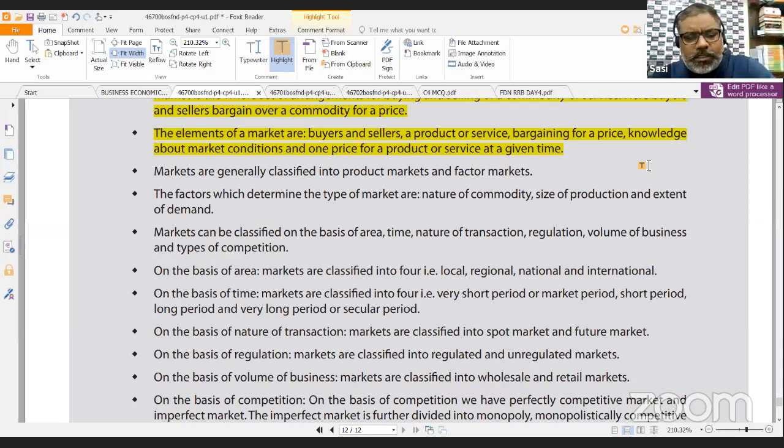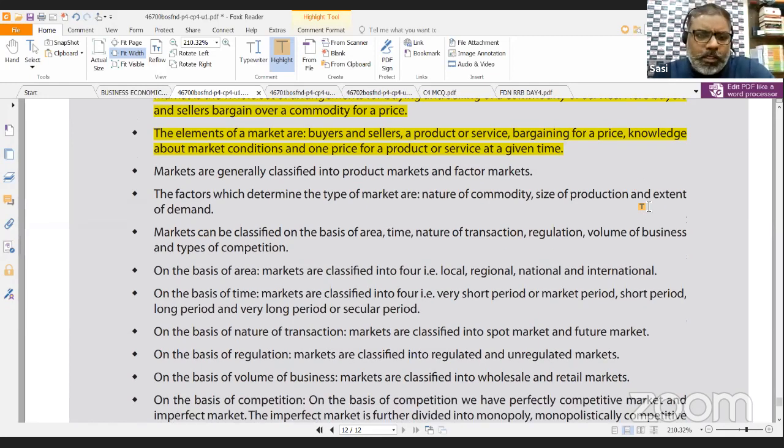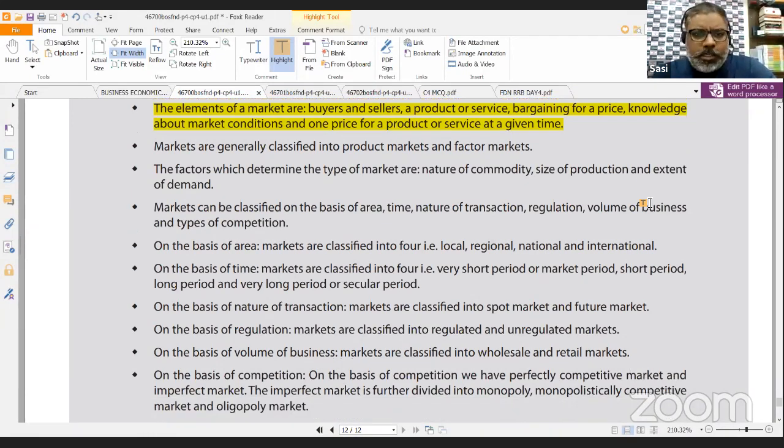But by the way, the buildings of the National Stock Exchange or Bombay Stock Exchange are not representative of the market. The system, the total set of arrangements made for the purpose of buying and selling of securities, is the stock market. Where vegetables are sold and bought, it is a vegetable market. Where fish is bought and sold, it is a fish market. Where gold is bought and sold, it is a gold market. Where foreign exchange currencies are bought and sold, it is a forex market. Like that, different commodities can be bought and sold. Services can be bought and sold in a market.